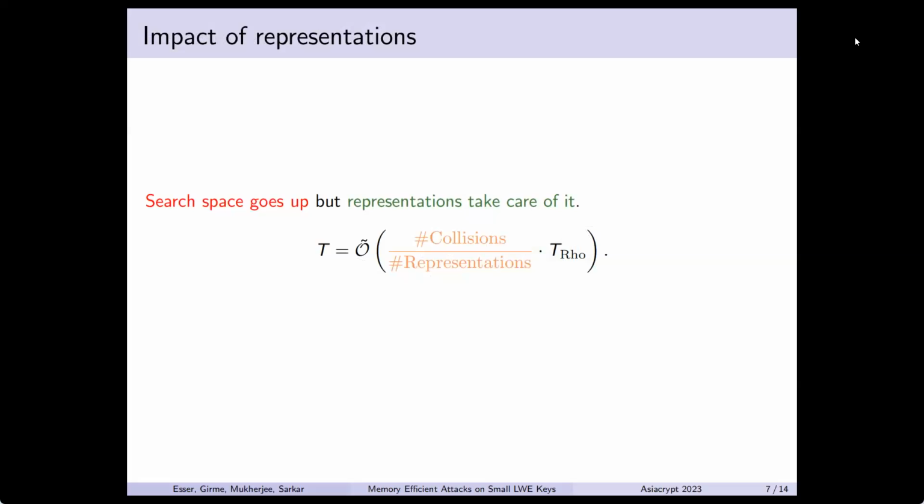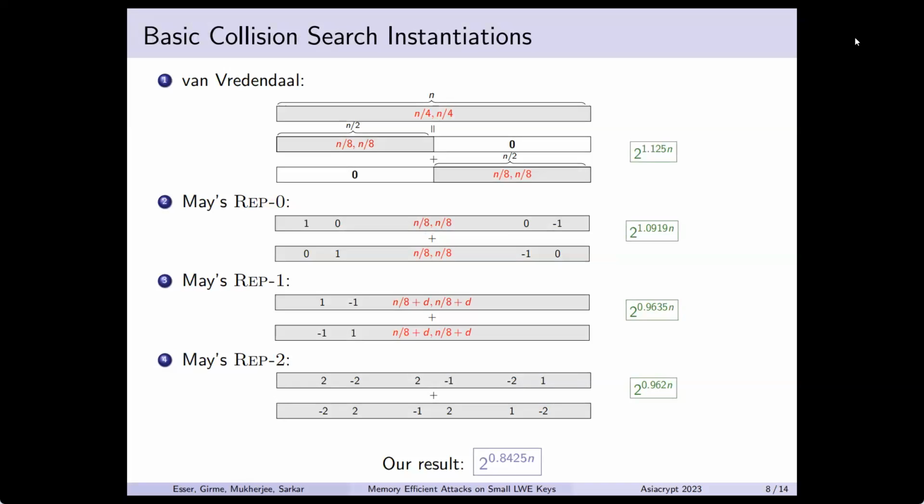So now you can see that we don't go through all the collisions, but only a fraction of the collisions. Note that since the search space has gone up, this time complexity should increase. But this representation actually takes care of it. Now we are going to see some concrete instantiation. So the first one is the Van Wilgenthal attack that we have already seen.